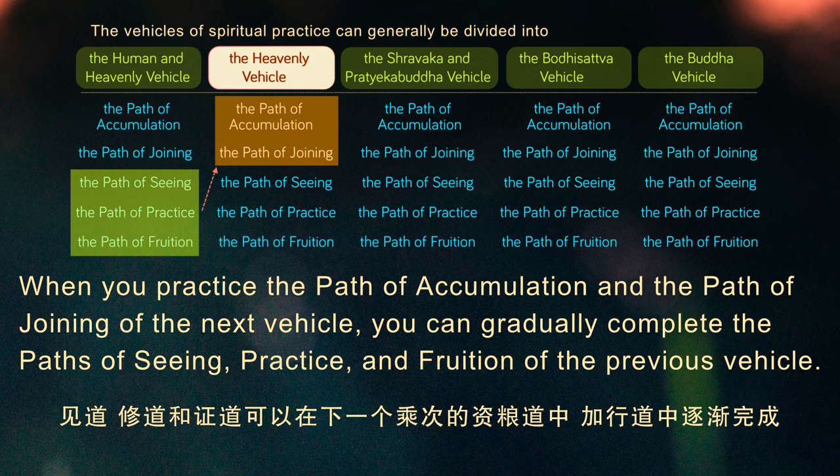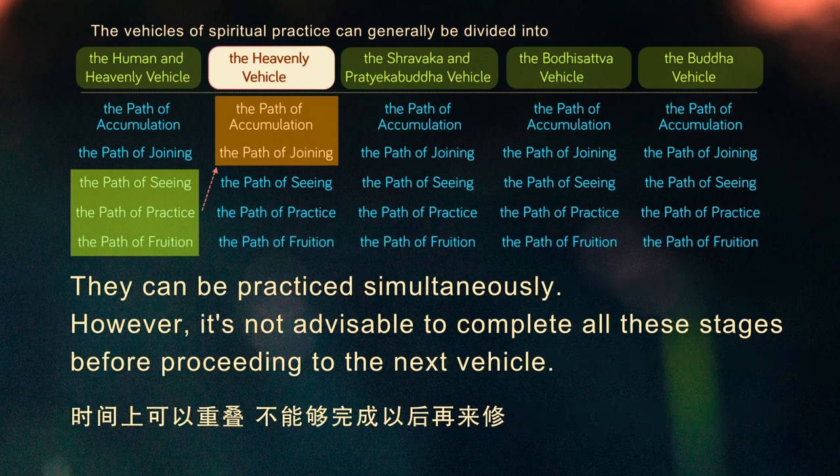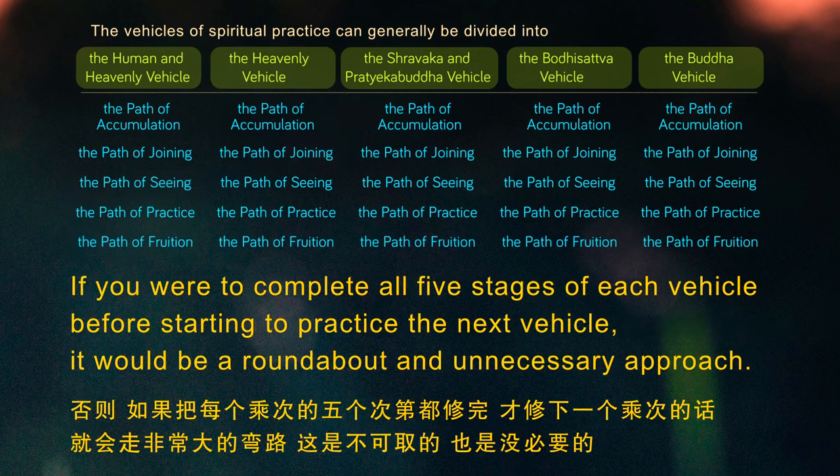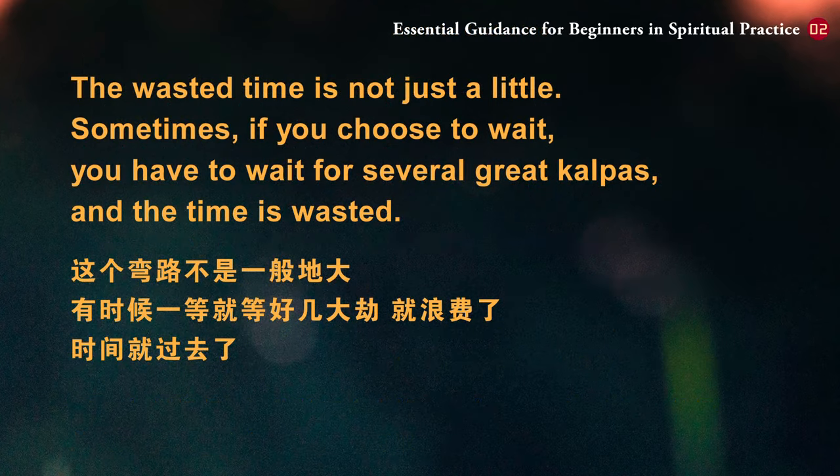When you practice the path of accumulation and the path of joining of the next vehicle, you can gradually complete the paths of seeing, practice, and fruition of the previous vehicle. They can be practiced simultaneously. However, it's not advisable to complete all these stages before proceeding to the next vehicle. If you were to complete all five stages of each vehicle before starting to practice the next vehicle, it would be a roundabout and unnecessary approach. The wasted time is not just a little. Sometimes, if you choose to wait, you have to wait for several great kalpas, and the time is wasted.